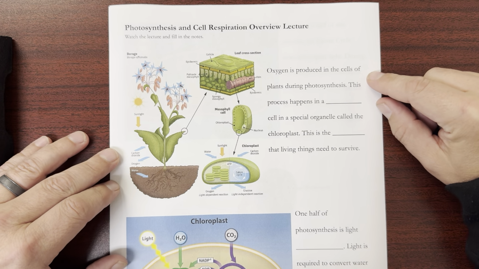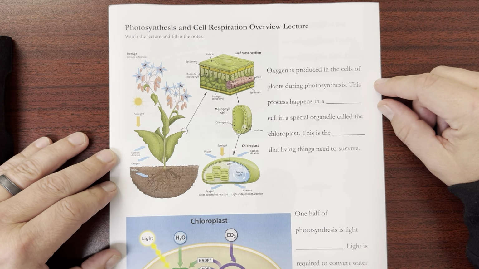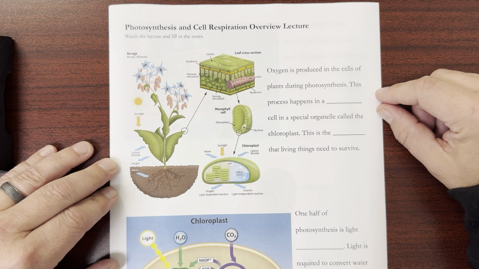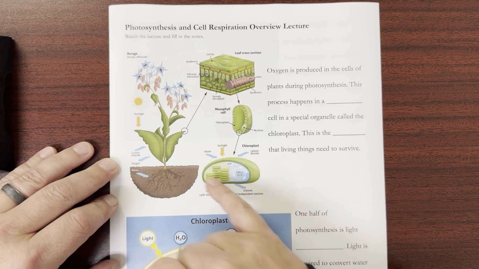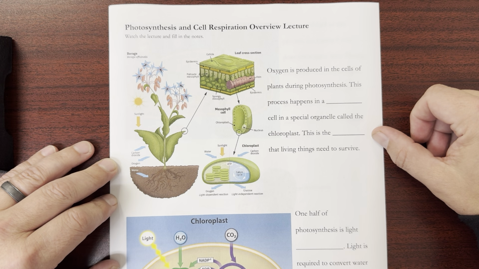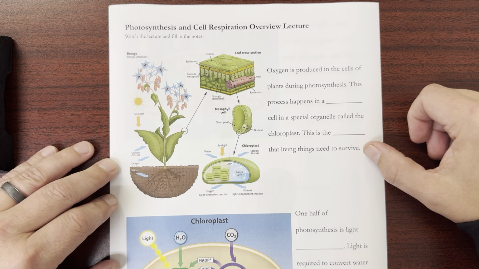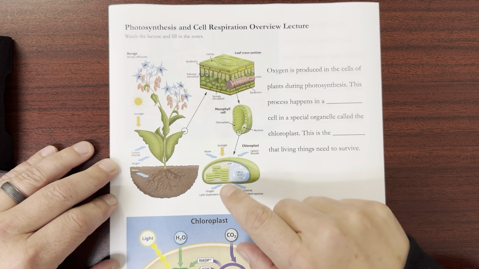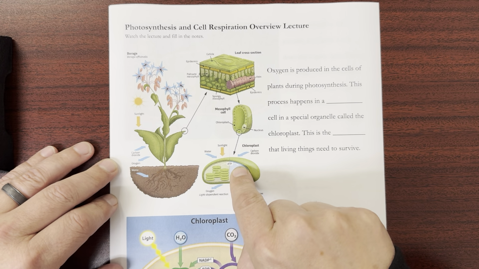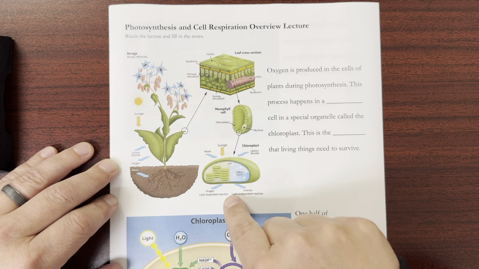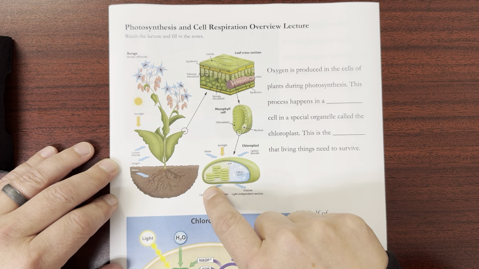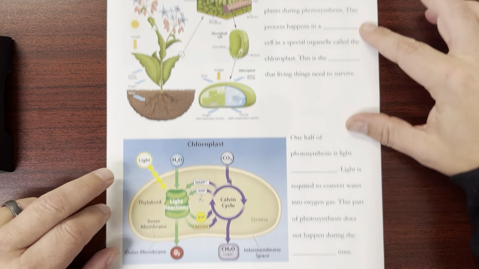Oxygen is produced in the cells of plants during photosynthesis. This process happens in a plant cell in a special organelle called the chloroplast. We see the chloroplast right here. This is the oxygen that living things need to survive. So oxygen is made in the plants, specifically in the chloroplast. The oxygen is a byproduct, but all living things, well, almost all living things are going to need that oxygen in order to live, and we'll talk about that soon.